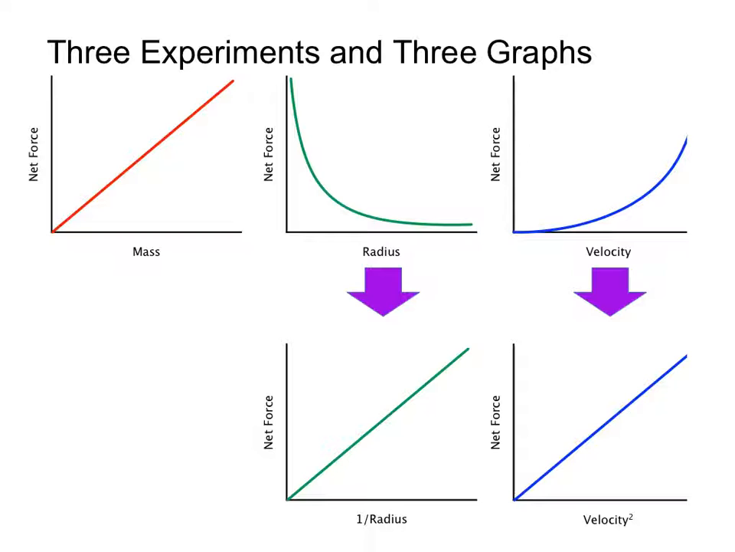It turns out that the mass versus net force relationship was linear. The net force versus the radius relationship was an inverse, so we had to straighten that one out by taking 1 over radius. That gave us a linear relationship. And the velocity graph was an upwards opening parabola, so what we had to do there was square velocity in order to get our straight line.